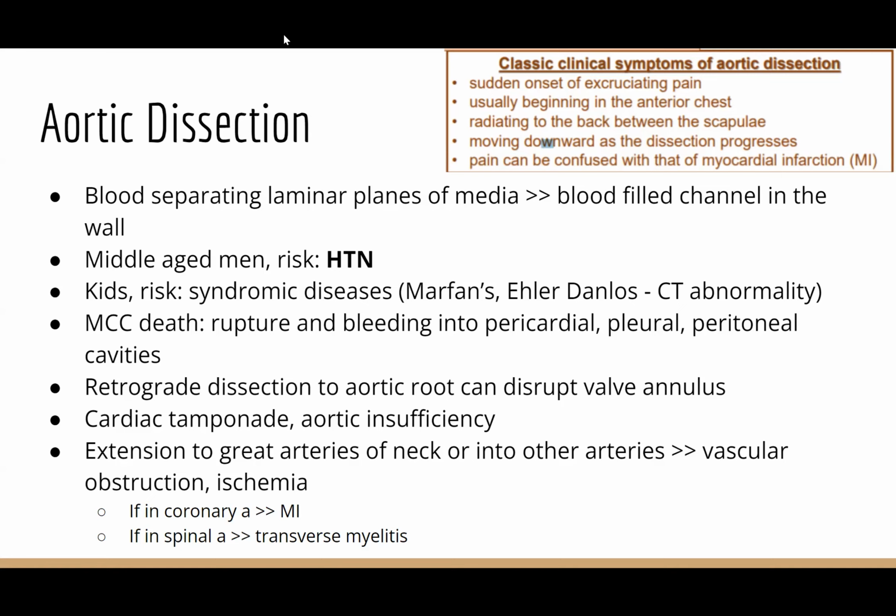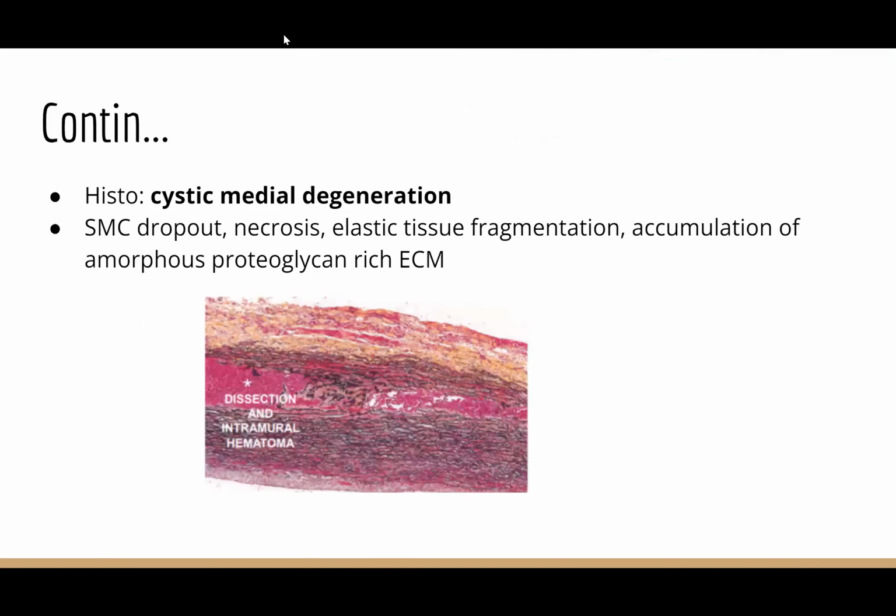So instead of going down, it's going to go back near the heart, which can disrupt the valve annulus at the heart. You can get cardiac tamponade, aortic insufficiency. It can extend to the great arteries of the neck and into other arteries. If it extends into the coronary arteries, you're going to get an MI, because the coronary arteries supply nutrients to the heart. If you can't get that, you're going to get ischemia and then tissue damage. And then spinal arteries, if it goes there, you get transverse myelitis.